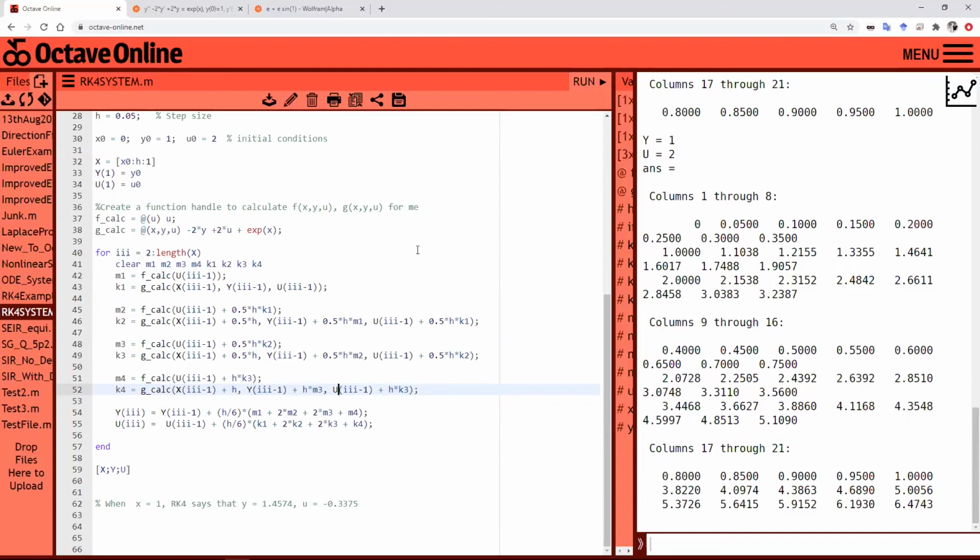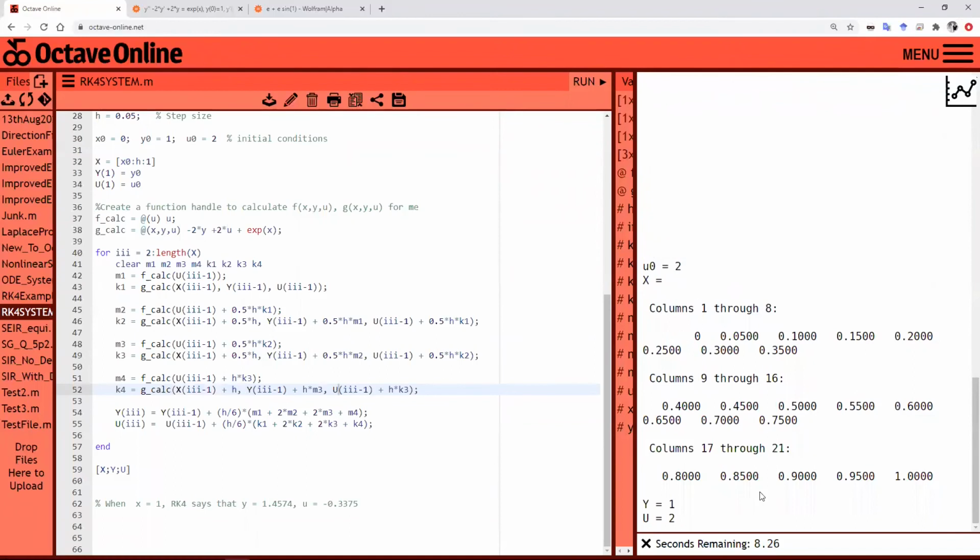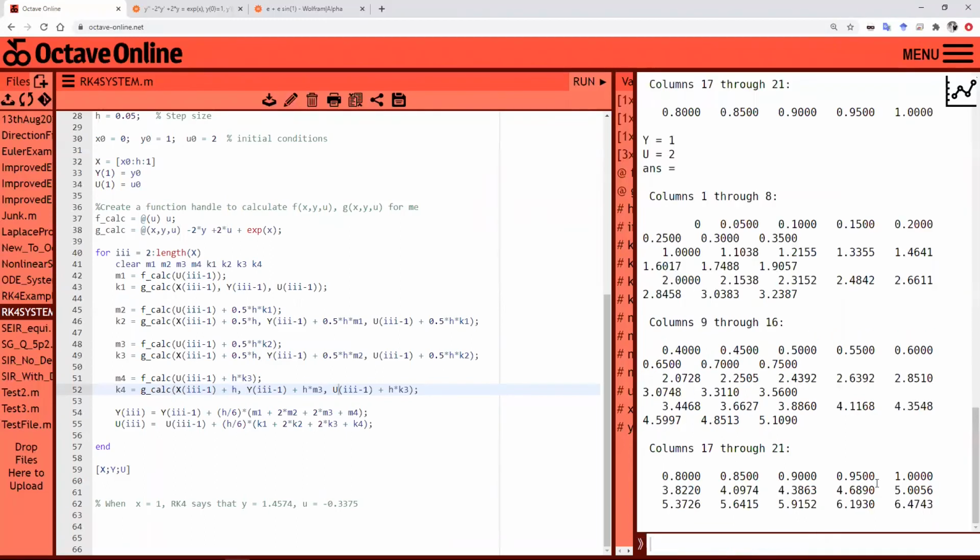So let's run that again with the same step size and just see if we get a closer value to the exact solution. I know we do because I tested it. Okay, so actually now when x equals 1, the value of y is 5.0056 and the value of u is 6.4743.